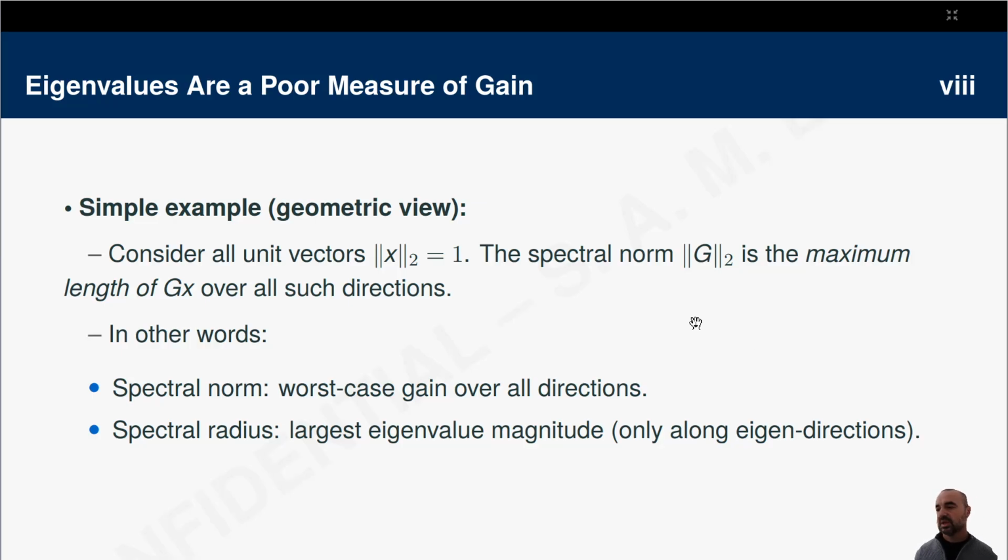Let's think about a simple example, and we're going to use these concepts and these relations later. Consider all unit vectors, and when we say unit vectors, it simply means the 2-norm is equal to 1. The spectral norm is the maximum length of Gx over all such directions, all directions with 2-norm equal to 1, just like the latest example we saw together. So in other words, the spectral norm is the worst case gain over all directions, and the spectral radius is the largest eigenvalue magnitude.